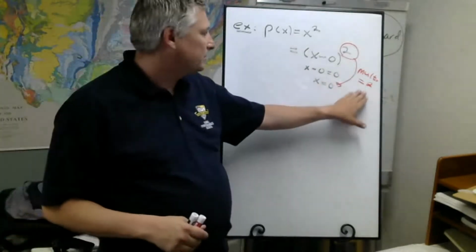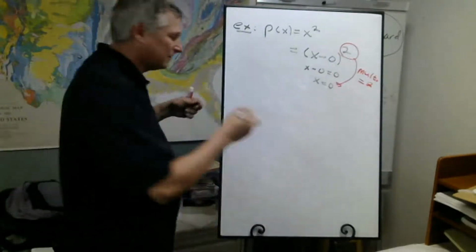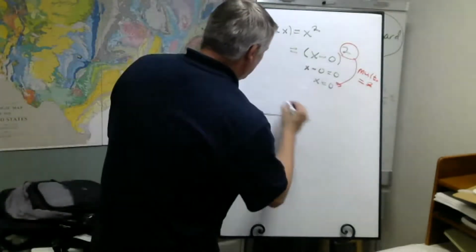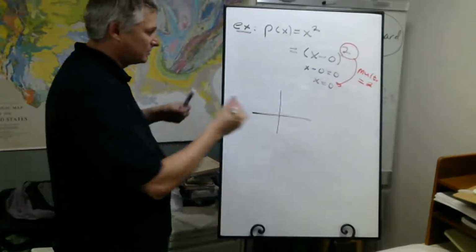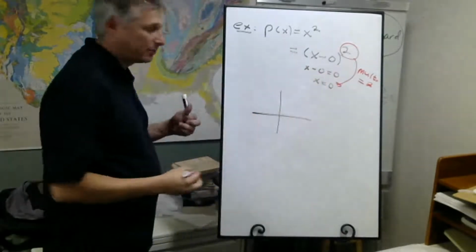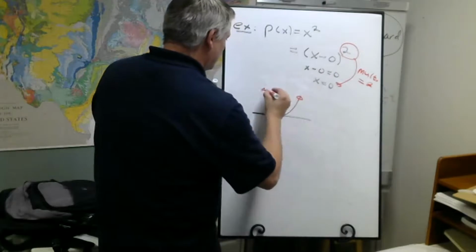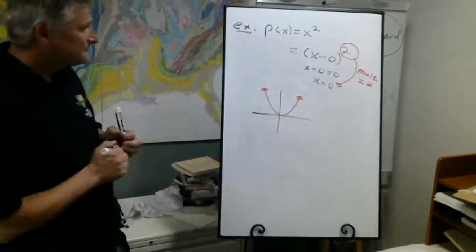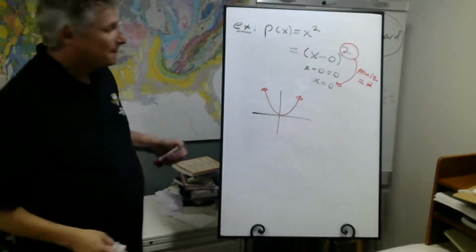Now, it has a multiplicity of 2. So that means it should bounce off the x-axis at x equals 0. And sure enough, when you think about the graph of p of x equals x squared, which is the same as p of x equals x minus 0 squared, sure enough, it bounces off the x-axis, like so. So let's take a look at another one.